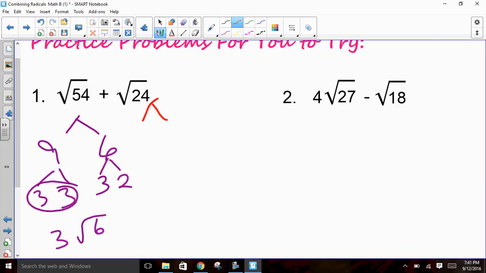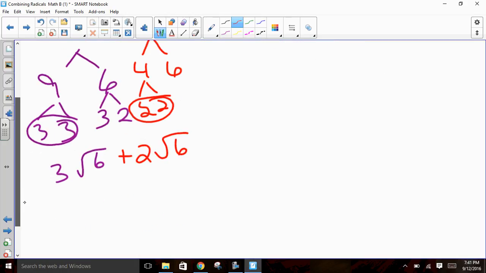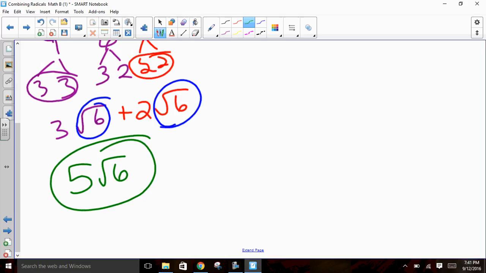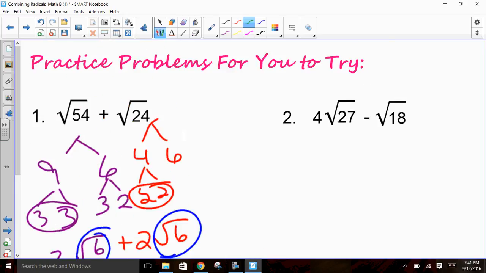24 is 4 and 6. We just saw that 6 does not break down, so I'm going to leave it alone. Square root of 4 is 2 and 2. There's my group. So 2 comes out, left with 6. Take a look. I have square root of 6 and square root of 6. We're all good in the hood. I have the same number under the radical. I have the same type of radical. So I have 2 plus 3, which gives me 5. Bring that square root of 6 along. There's my answer.